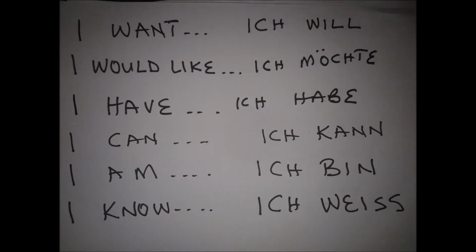Now you have to learn to make short sentences, and to make short sentences you need to know how to start. For a beginner, you don't need to make long sentences. I want cake. I would like shoe. I have money. I can dance. I am okay. I know my way. Those short sentences are what you will need. So I want to tell you what is I want, I would like.